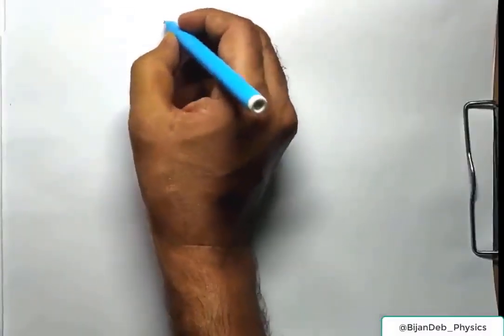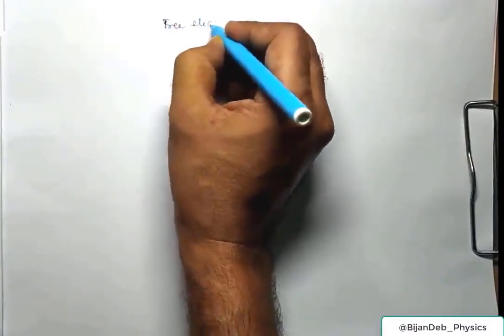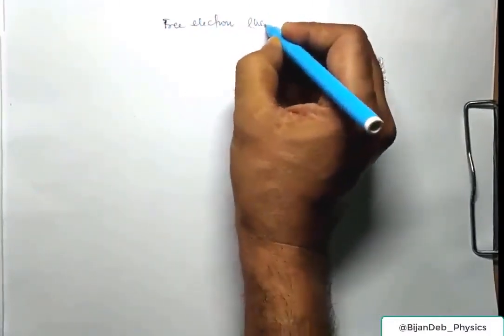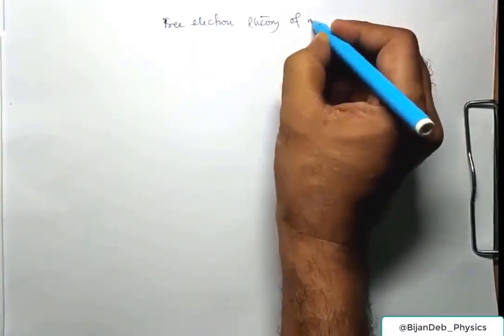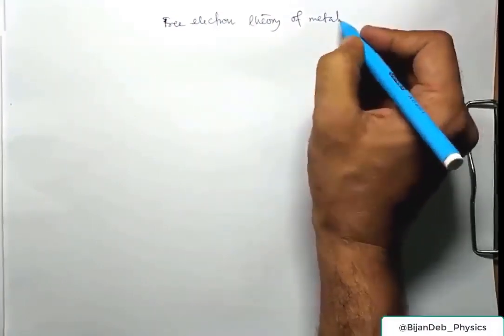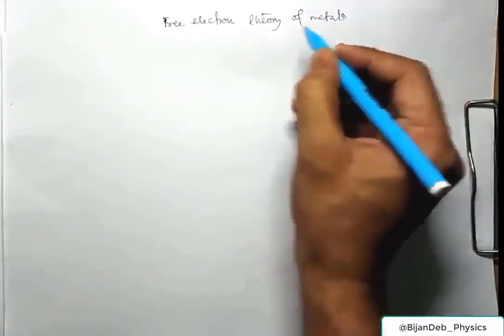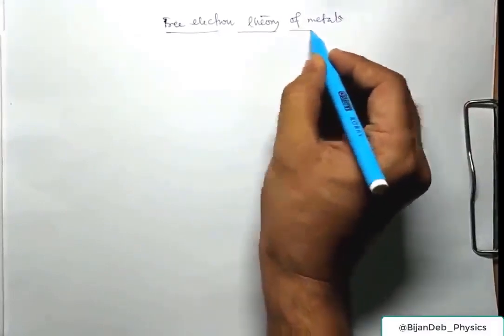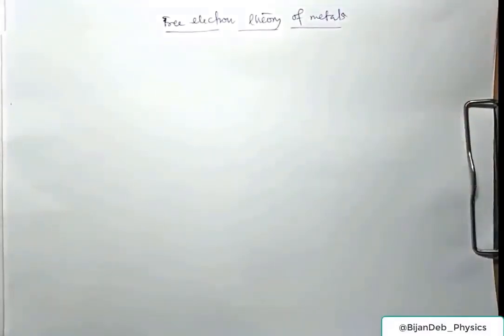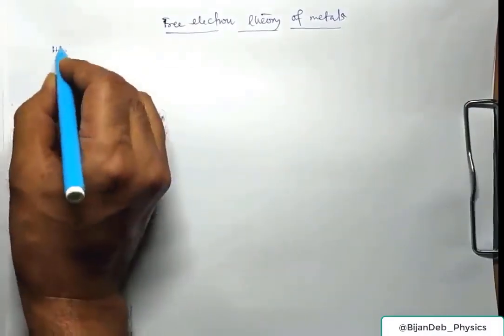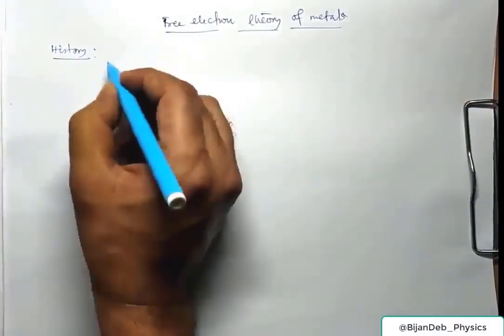In this session we will be studying the free electron theory of metals. So we will be studying some theory related to the electron motion. We will go step by step. First, let us go through some history of the development of the free electron theory.